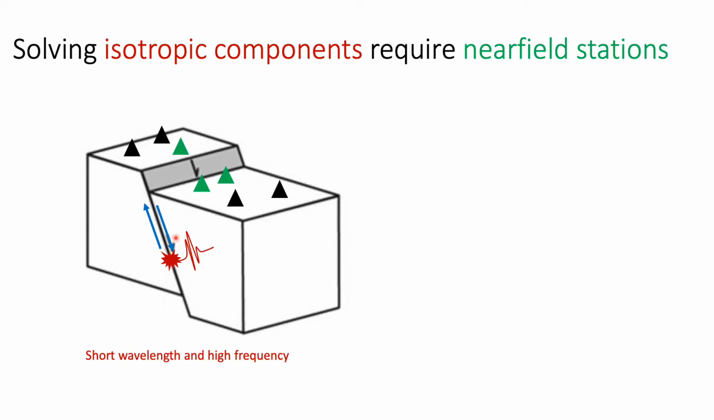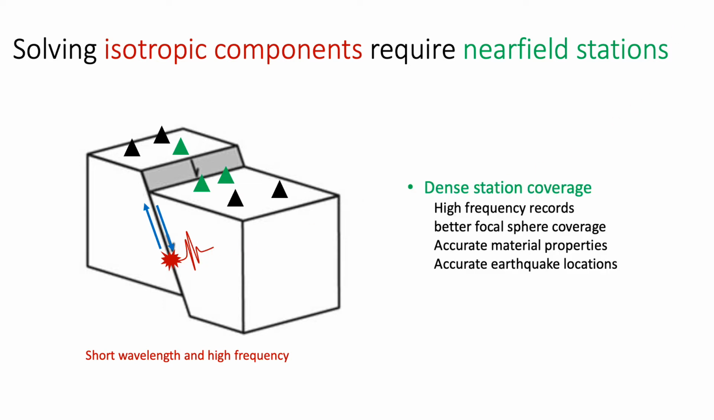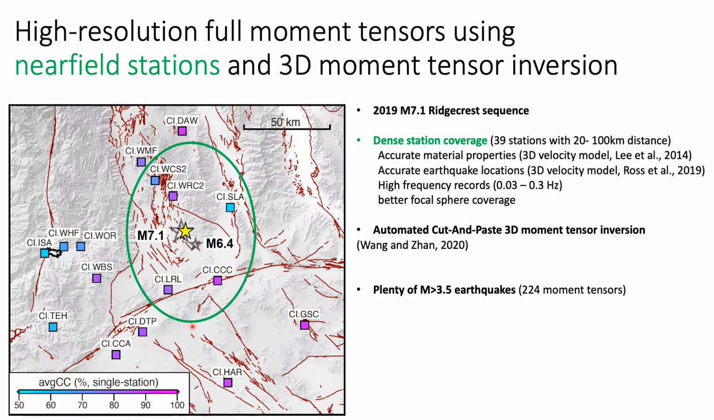However, solving the small isotropic components of tectonic earthquakes is a challenging task because isotropic radiations have a small wavelength and high frequency, which decay faster with propagation distance. Therefore, solving isotropic components requires dense station coverage that can record high-frequency radiations, provide better focal sphere coverage, and help to solve more accurate material properties and earthquake locations.